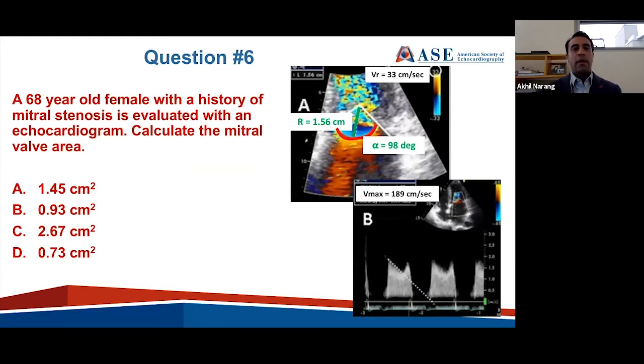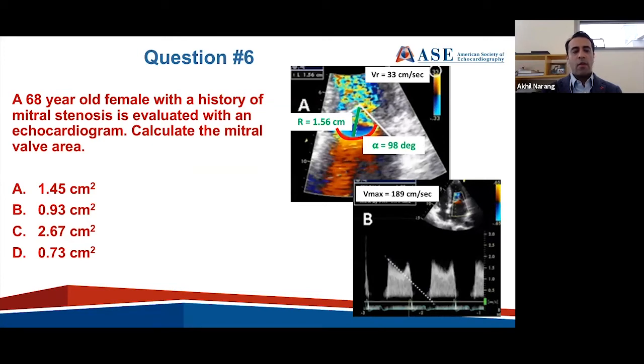Question number 6. A 60-year-old female with a history of mitral stenosis is evaluated with an echocardiogram. Calculate the mitral valve area. And here we're given 2 images. One is a Doppler image that shows us a radius of flow convergence and an angle, alpha. And on the second image, we're given a Doppler signal for the mitral valve with the Vmax velocity.